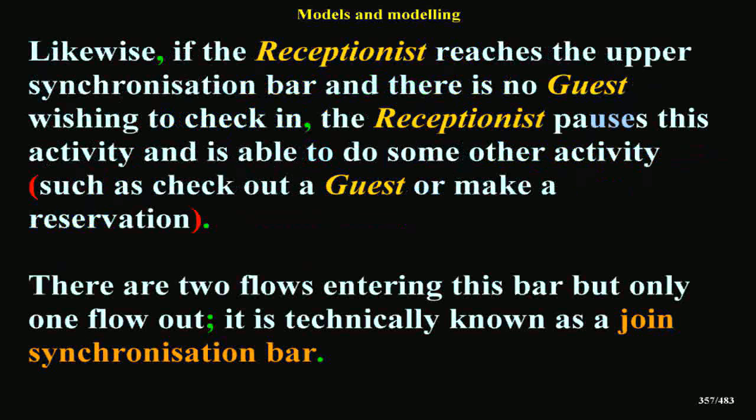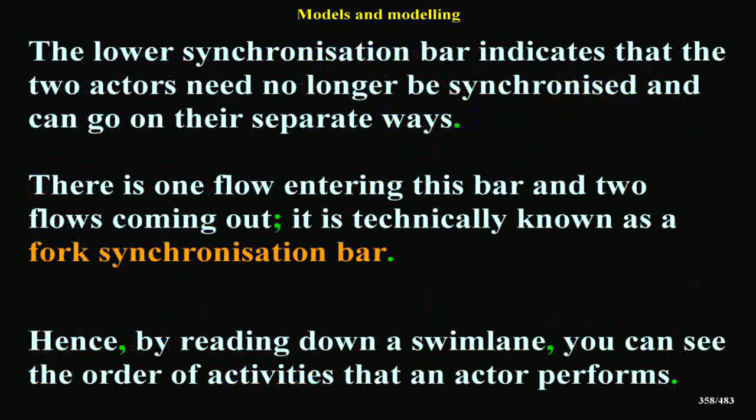Likewise, if the receptionist reaches the upper synchronization bar and there is no guest wishing to check in, the receptionist pauses this activity and is able to do some other activity such as check out a guest or make a reservation. There are two flows entering this bar but only one flow out. It is technically known as a join synchronization bar. The lower synchronization bar indicates that the two actors need no longer be synchronized and can go on their separate ways. There is one flow entering this bar and two flows coming out. It is technically known as a fork synchronization bar.